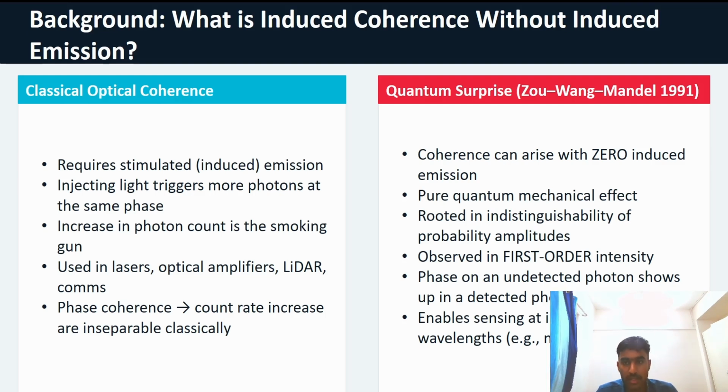Now, in the quantum domain, the coherence can arise with zero induced emission. It's a purely quantum mechanical effect which is caused due to the indistinguishability of probability amplitudes, and it is observed in the first order intensity, unlike other quantum phenomena in quantum optics, which require second order intensity. The phase on the undetected photon shows up when we detect the detected photon, and this enables sensing at inaccessible wavelengths, which we will explain in more detail later.